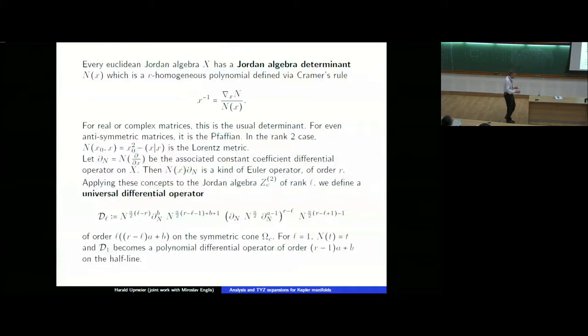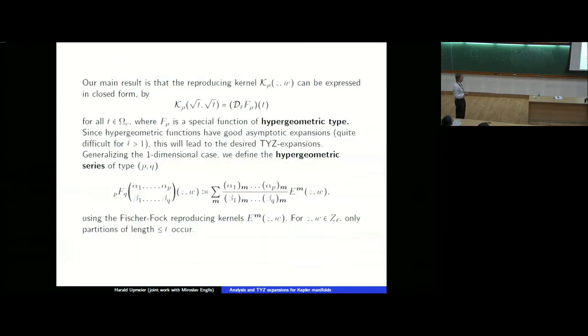Well, it's a little fast now, but this is kind of a natural differential operator, homogeneous of a certain order. And now I can express our main result, which I would have to elaborate in special cases, of course. Our main result is that the reproducing kernel can be expressed in closed form. That means not via the Taylor expansion, but in closed form.